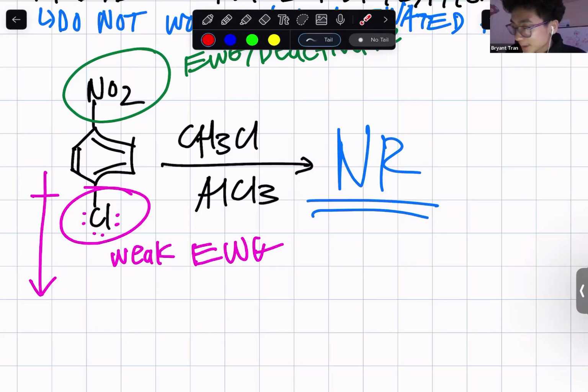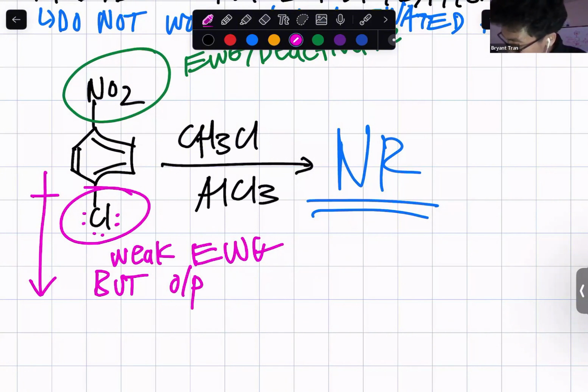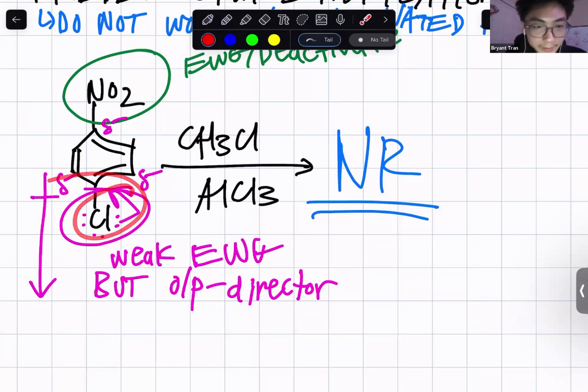Now, the exception here is that, what is an EWG usually? An ortho-para director or meta director? Meta director? Meta director, right. But in this case, the halogen, the exception, is an EWG, but it's not a meta director. It's an ortho-para director. The reason why is because when you do resonance here, there's going to be negative charges at the ortho and para positions relative to that halogen right there. When you draw out the whole resonance structures, you're going to see negative charges here, here, and here, directing the electrophile to the ortho and para positions.